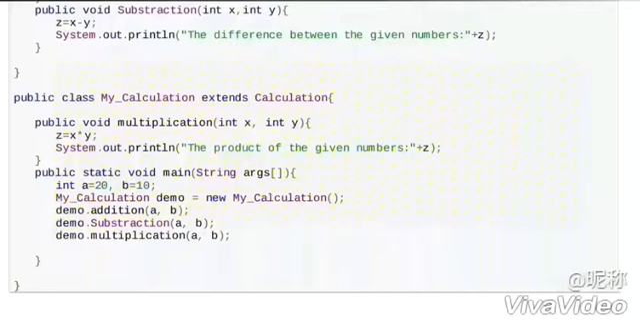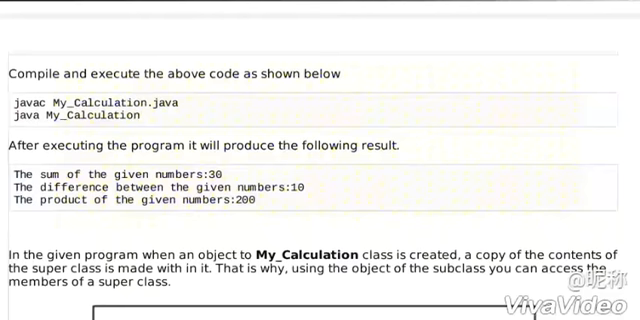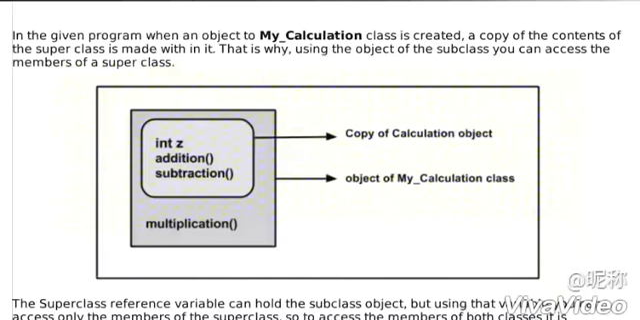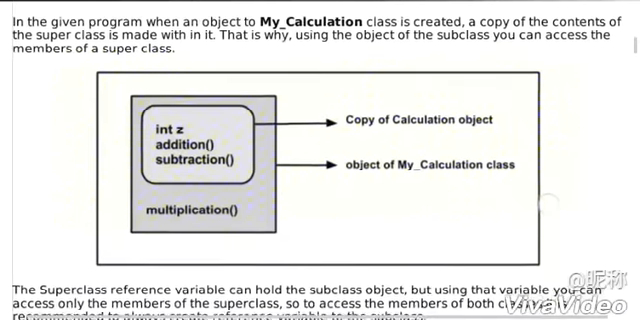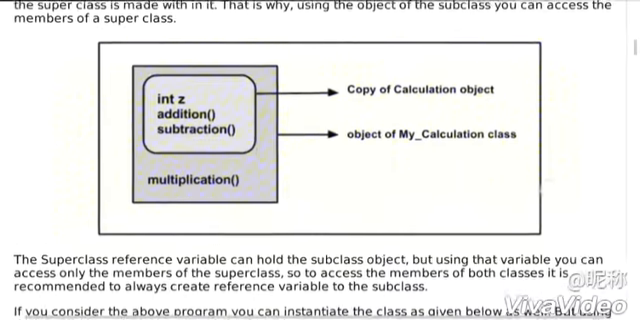So you may have a doubt how it is happening internally. The answer is that whenever you create an object to the class myCalculation, a copy of contents of superclass is also made. That's why you can access the members of superclass using the subclass.